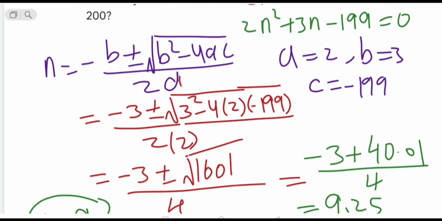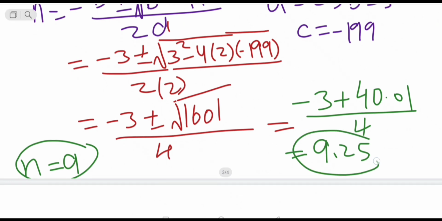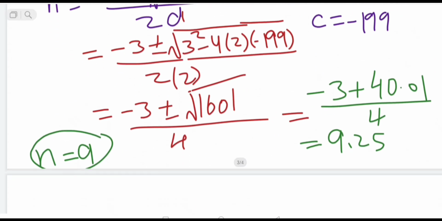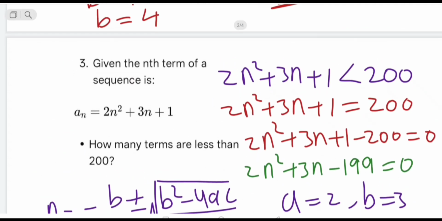So n is 9. Why 9? Because they said less than. If I keep it the same, this is equal to, because we put it equal. So if I put n equal 9 point something, that will be equal to 200. We want less than 200, so the smaller whole number is 9. So that's why n is 9. How many terms less than 200? 9 terms. The first term, second term, up to 9 will be the answer. The ninth term will be less than 200. Okay, I hope you understand. If you have any confusion, we can make sure. How to make sure? We can verify as we did in the first question.